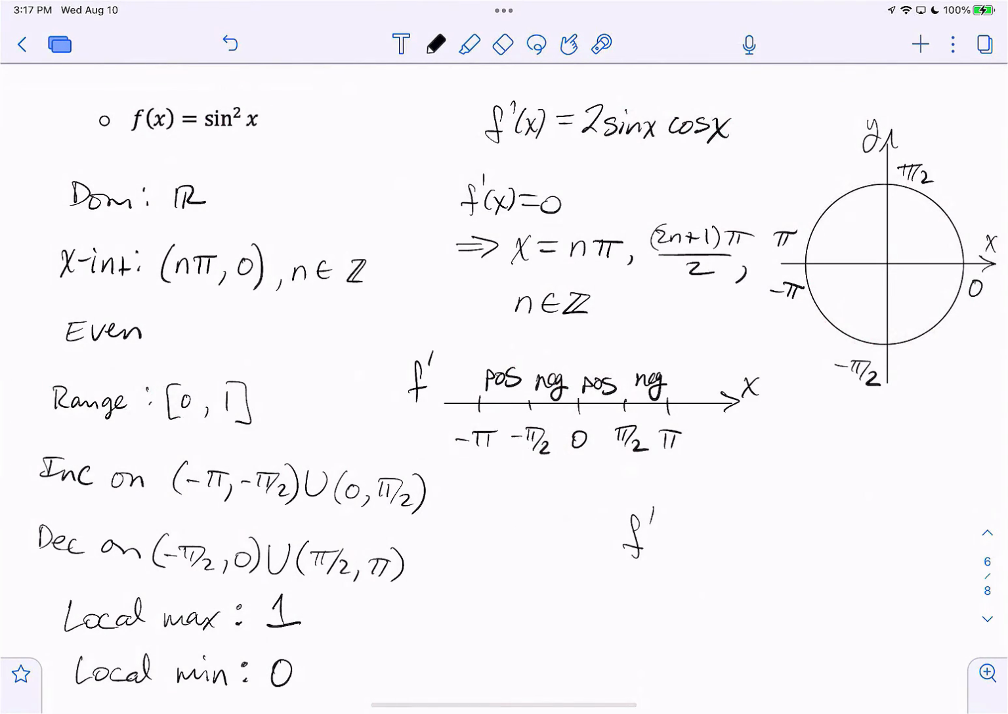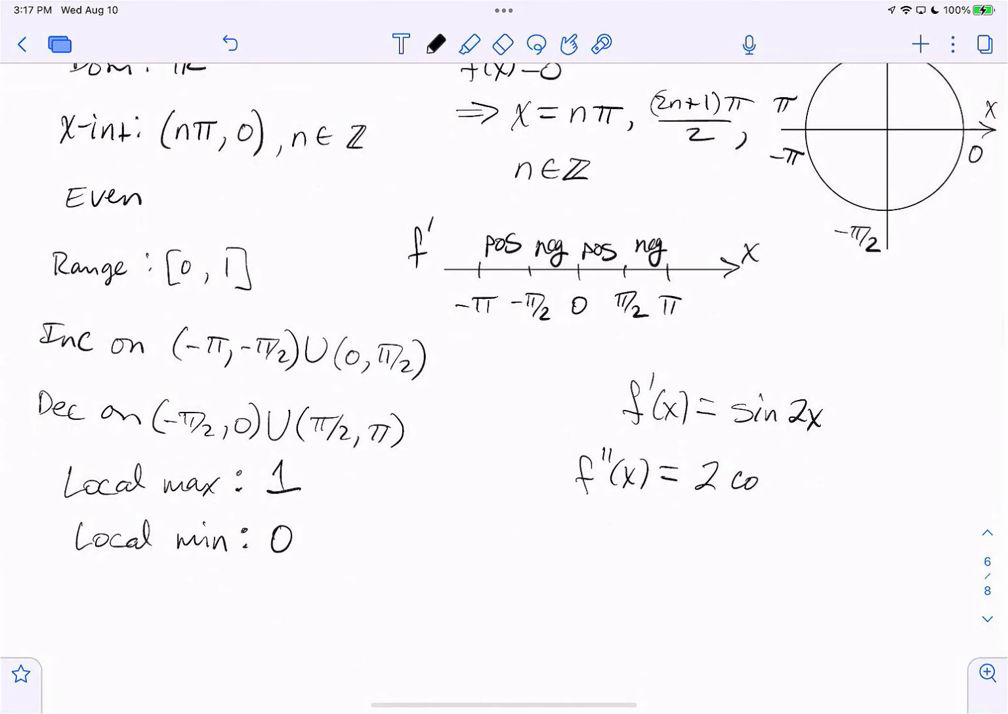For f double prime, I'm going to rewrite f prime. And I'm not just going to rewrite it. 2 times the sine of x times the cosine of x is a double angle identity, or it's involved in a double angle identity. It's the same thing as the sine of 2x. You can use the product rule on this and deal with the result, or not. So f double prime of x, I'm just using the chain rule, is going to be 2 times the cosine of 2x. F double prime of x is equal to 0 implies that 2x is equal to, let's stick in this interval here. Now we'll go a little bit outside it, my bad.